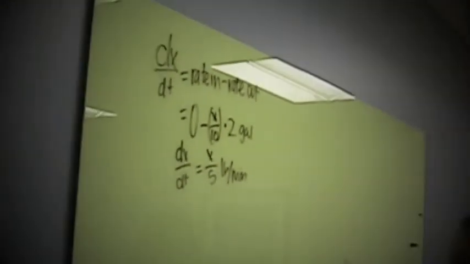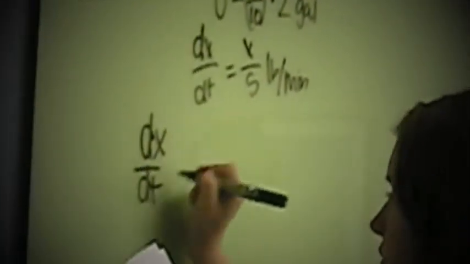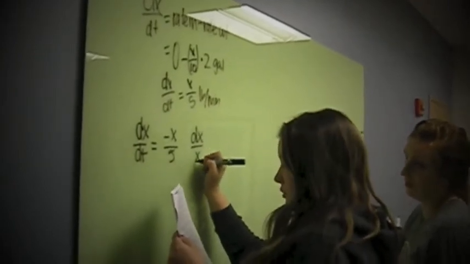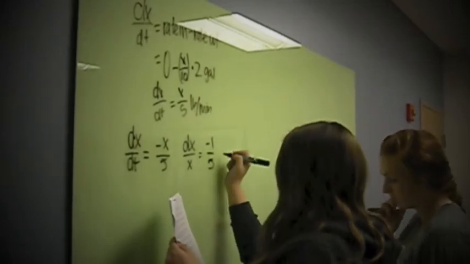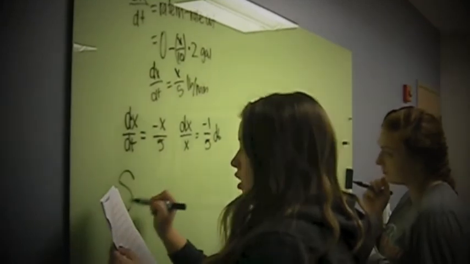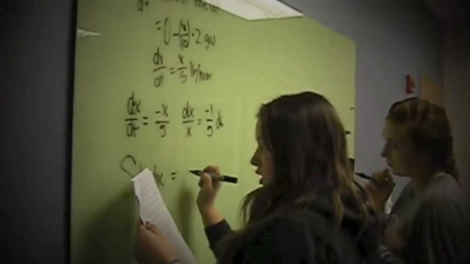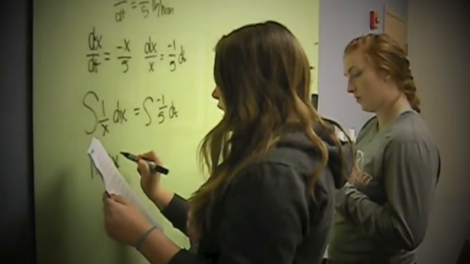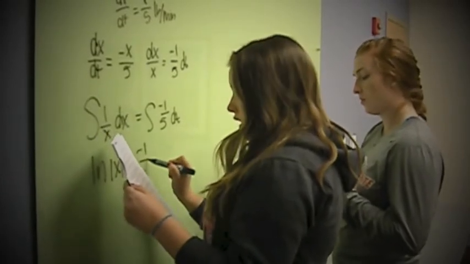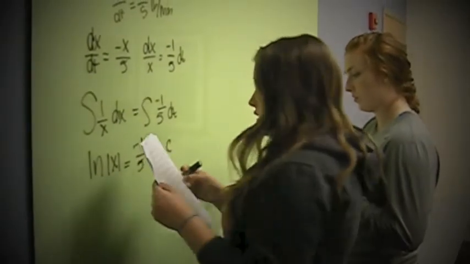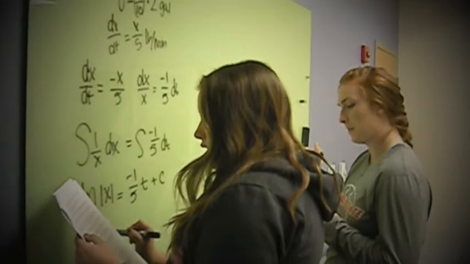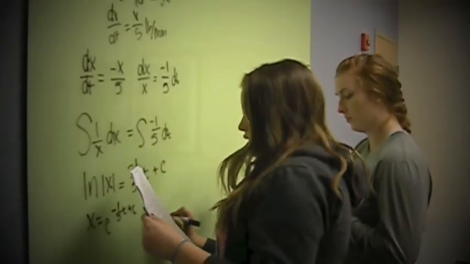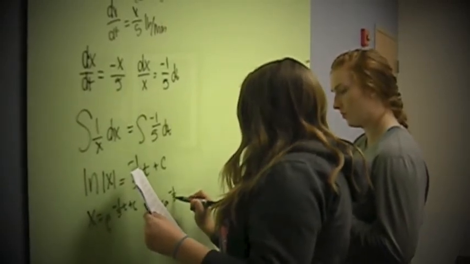Okay, so what we're saying here is that dx over dt equaling negative x over 5 is actually separable. So if you take dx over x, you get negative 1/5 dt. And if you take the integral of 1 over x dx, that would be equal to the integral of negative 1/5 dt. So we get the natural log of the absolute value of x equals negative 1/5 t plus C, C being our constant, of course. Simplifying, we get x equals e to the negative 1/5 t plus C, and to simplify even further, x equals k e to the negative 1/5 t.